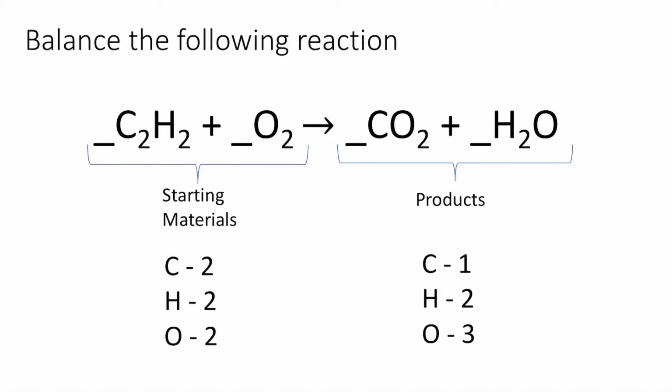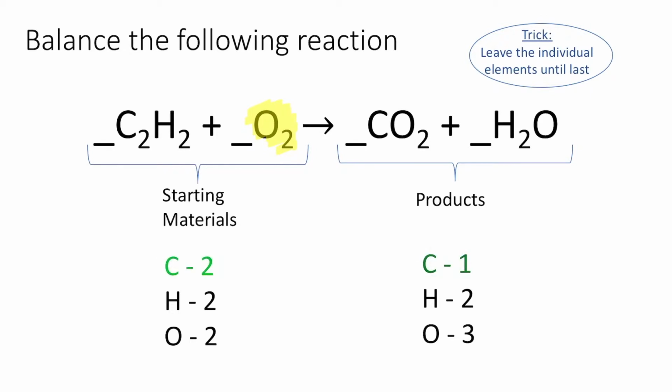Now to balance the chemical reaction, I'm going to use the trick that I mentioned earlier, which is to leave the individual elements until last. In this case, it's our oxygen. I'm going to start by balancing the carbon element. I have 2 on the left side and 1 on the right side. Therefore, I'm going to put 2 as my coefficient for the carbon dioxide compound and 1 as the coefficient for the acetylene compound. After that, I'm going to recount the number of elements.